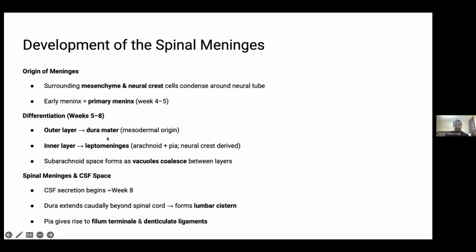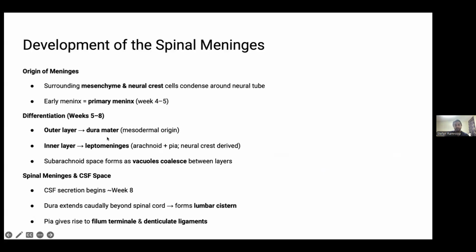By weeks 5 to 8, this meninx differentiates into 2 distinct layers. The outer one, a dense mesodermal layer, becomes the dura mater, and the inner, more cellular layer of neural crest cells splits into the arachnoid and your pia mater, which are collectively called your leptomeninges. Small vacuoles will appear within the inner layer, and as they coalesce, they'll create your subarachnoid space, which will later be filled with cerebrospinal fluid. And by around week 8, cerebrospinal fluid production begins, and that cushions the cord.